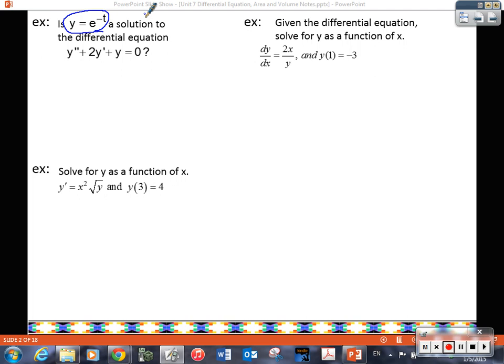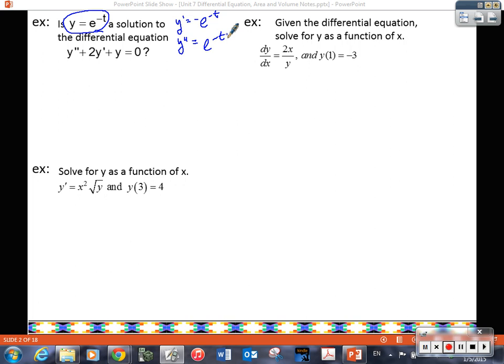How are we going to be able to tell if it's a solution? We need to find the first derivative and the second derivative and then sub them in and see if it solves it. I'm going to go over here to the side and find the first derivative. Hopefully we recall the derivative of e to the box is e to the box times the derivative of the box. So this would be negative e to the negative t. And then my y double prime, same rule, I'm going to get e to the negative t.